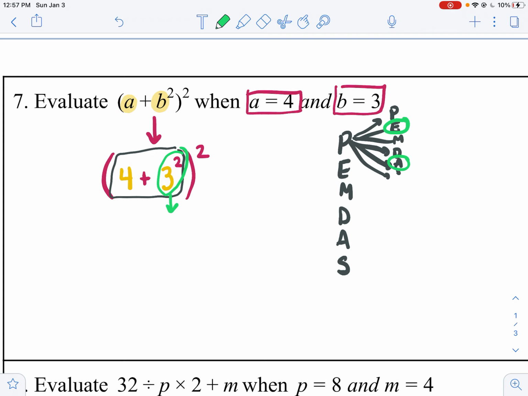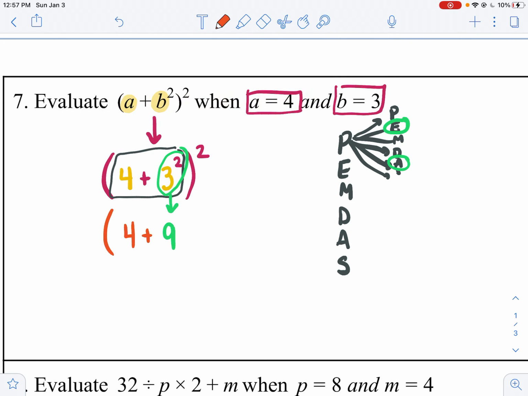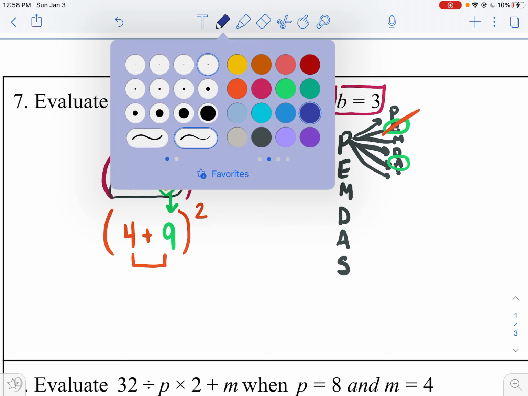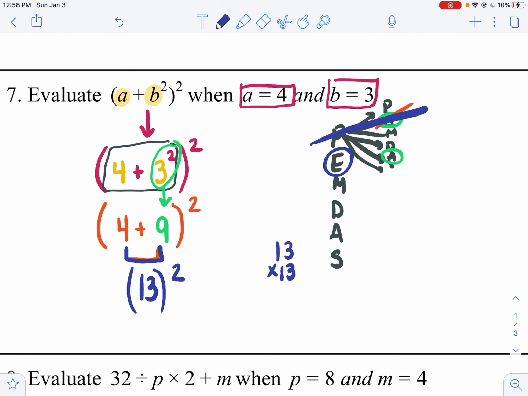So 3 squared, or 3 times 3 is 9. And I'm going to bring everything else down. 4 plus 9, parentheses 2. We are still in parentheses to do that addition, which is 4 plus 9, which is 13. Now, parentheses are done. Sometimes I like to keep them, especially for exponents. So now we are out of this parentheses, and we are on a regular exponent, which is 13 squared, or 13 times 13, if you need to do a little bit of your side work, which is 169.